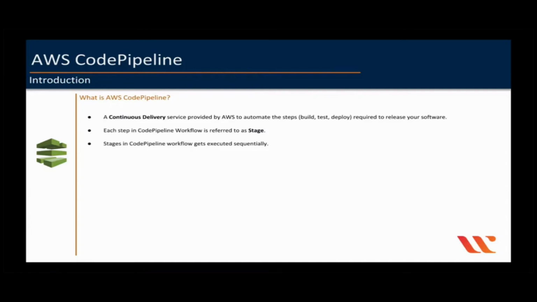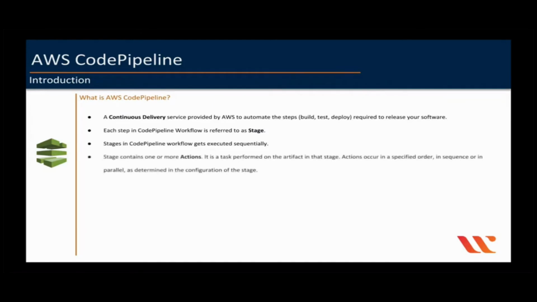Each stage will contain one or more actions. Well, an action is a task performed on the artifact in that stage. For example, building the code using CodeBuild is an action, or deploying using CodeDeploy is an action. Actions occur in a specific order, in sequence or in parallel, as determined in the configuration of the stage. Following are the types of actions provided by CodePipeline, which are source, build, test, deploy, approval, and invoke.